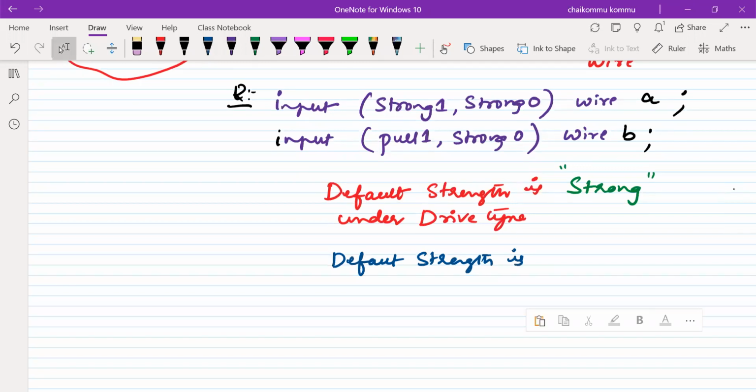Strength is default strength. Yeah, that is actually useful for the MOS switches modeling. Okay, so as far as basic gates are concerned, if the digital system consists of only the gates, in that situation the default value is strong.